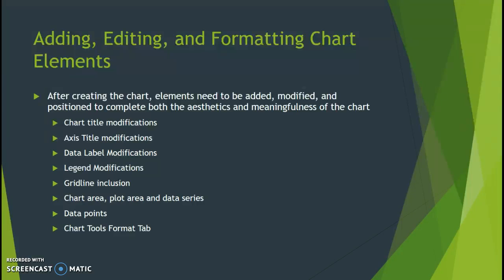Also, we're going to be looking at adding, editing, and formatting chart elements. After you create your chart, elements are going to need to be added, modified, or changed around to complete the aesthetic, value, and the meaningfulness of the chart. We'll look at chart title modifications, modifications to the axis titles, the data labels, legend modifications, and inclusions of grid lines. We'll look at the chart area, plot area, and data series. We'll also look at editing and formatting data points, and then at the Chart Tools Format tab to provide some insight into additional functionality for formatting your chart and your chart elements.